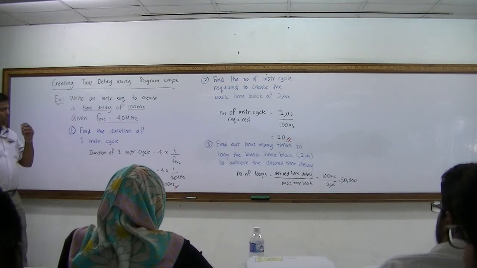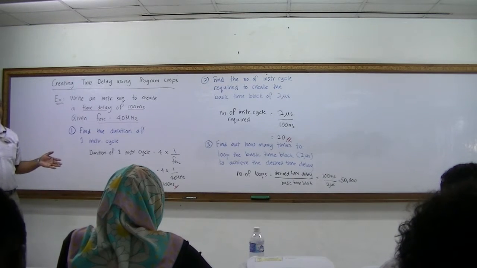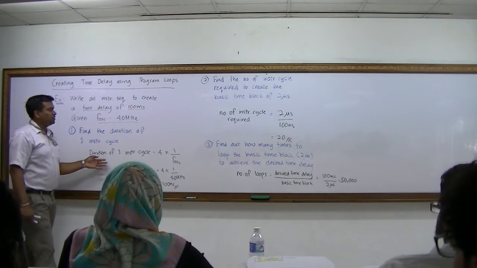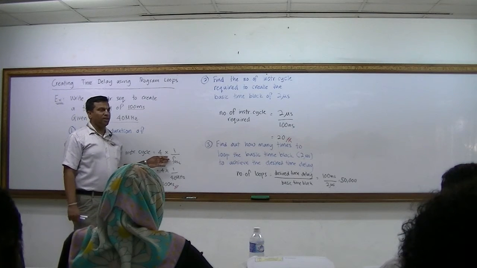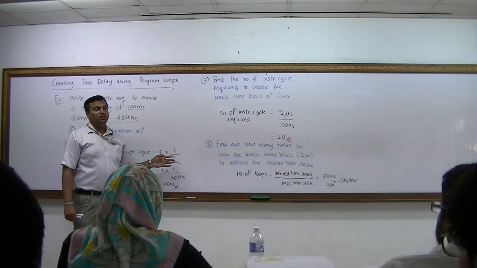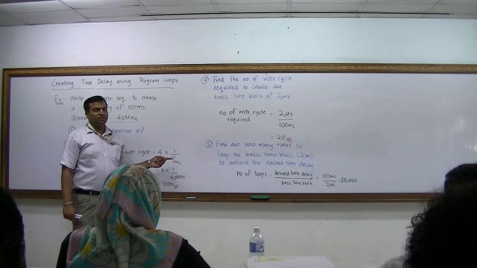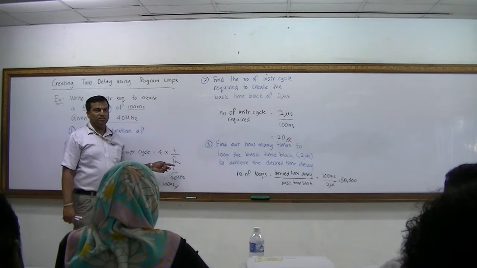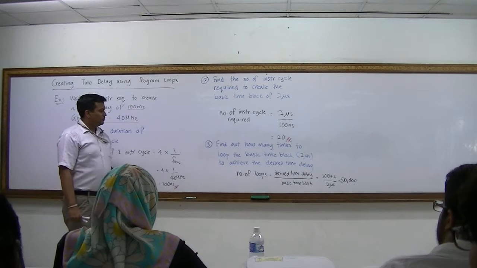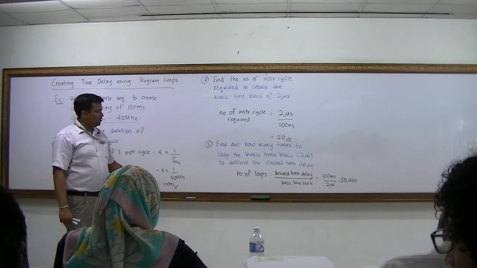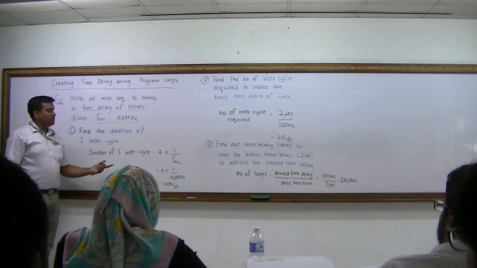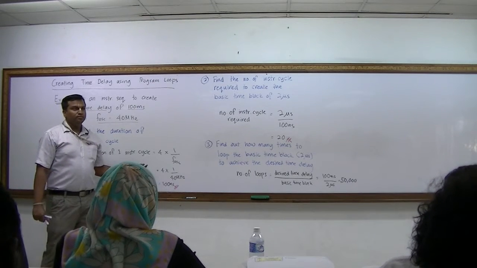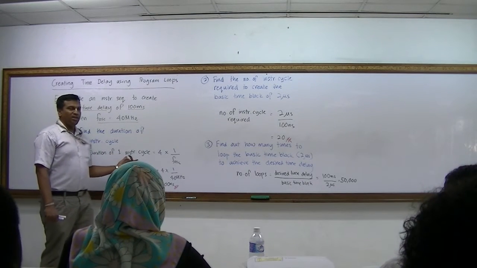The first thing is you need to find out the duration of one instruction cycle. You know that the duration of one instruction cycle is equal to 4 times the clock cycle period, which is 1 over frequency. Because the oscillation frequency is 40, the duration of one instruction cycle is 100 nanoseconds.